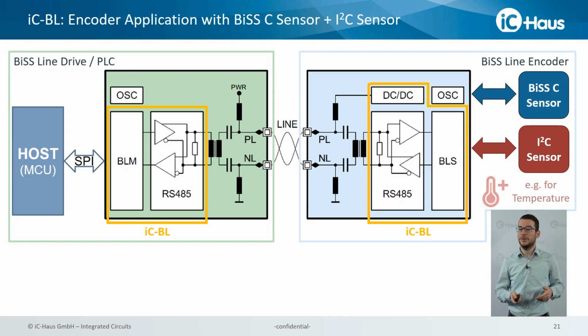And on the right side, you can see another ICBL component which has two sensors connected to its 10 I/O pins. So in this case, we have a BiSS sensor which provides position data and is required to be transmitted completely in every BiSS frame. And we have an I2C sensor whose data is stored within ICBL's registers. Since the temperature does not change very quickly, we can simply store it in the register and access it through BiSS control communication, so with 1 bit per BiSS frame in each direction.